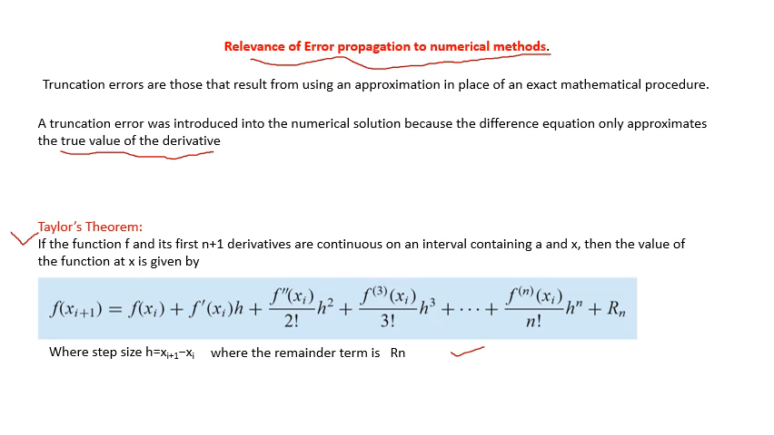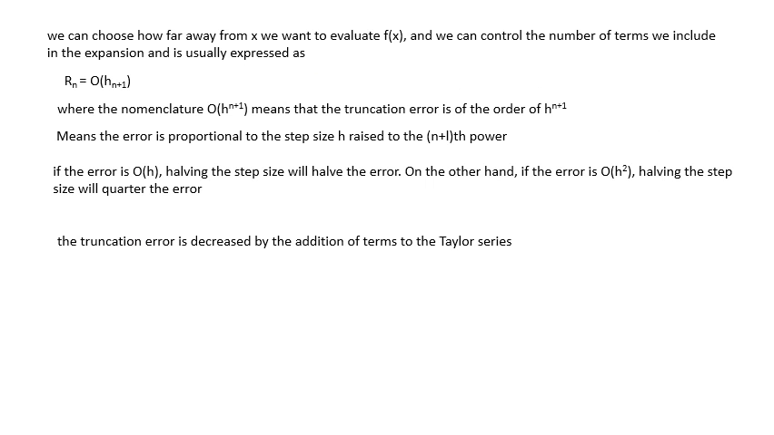So this Taylor theorem is known to you. So we can choose how far away from x we want to evaluate f of x, and we can control the number of terms we include in the expansion of this series. Okay, so that is nothing but the order of error. So the truncation error is decreased by addition of terms in the Taylor series. If we go on adding the number of terms in the Taylor series, we are going to get lesser and lesser truncation error.